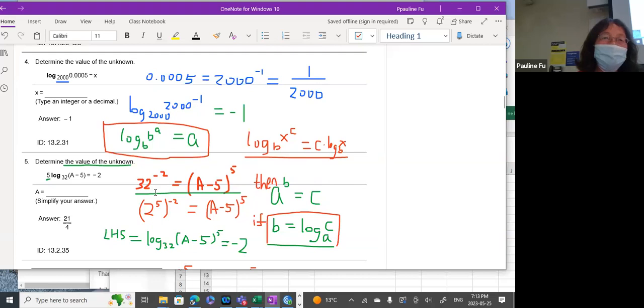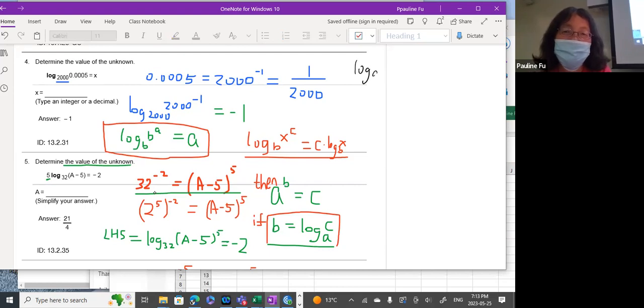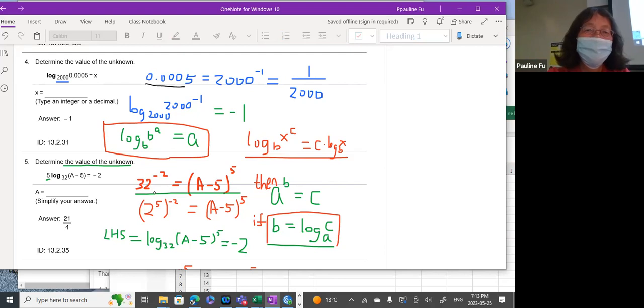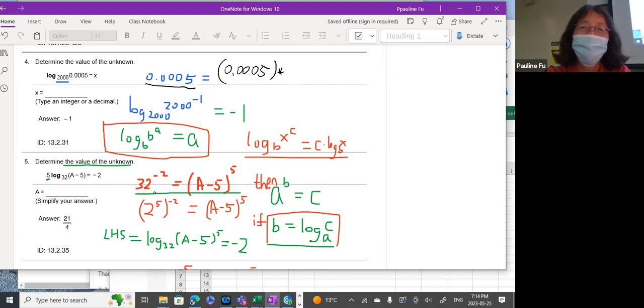Question 4, determine the value of unknown. For this one, we need to practice the notation. For example, log A, okay, we can directly do this. First, you write down 0.0005. It is just 1 over 2000. How do I know? It is actually equal to 0.0005 times 10,000 divided by 10,000.